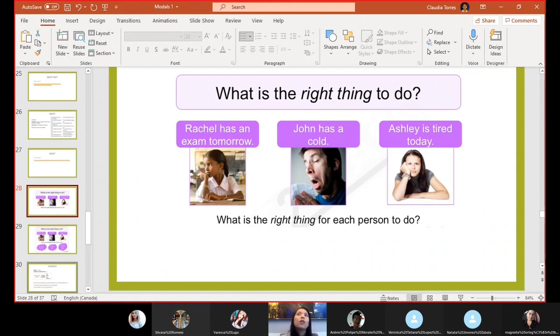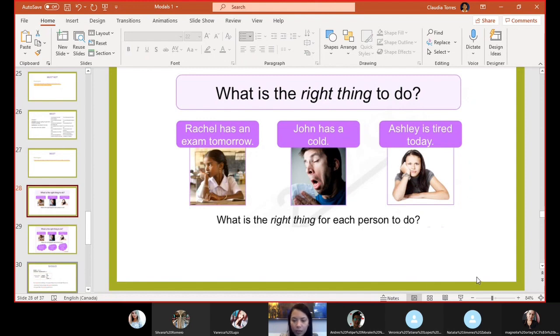Remember, you're not being bossy, right? You're gonna give advice in a friendly way. So it's like they can choose to follow your advice or not. So what would you say to these people here? For example, Rachel has an exam tomorrow, and John has a cold, and Ashley is tired today. So what is the right thing for each person to do?